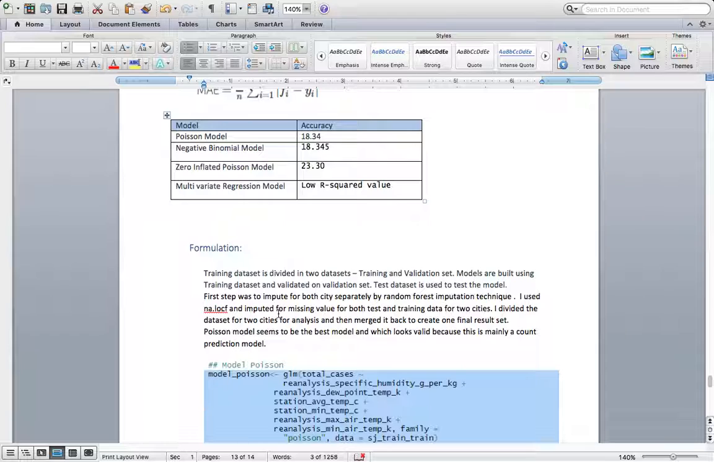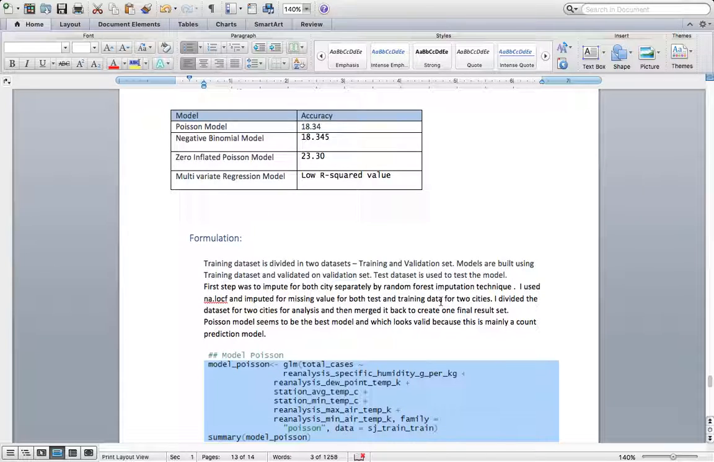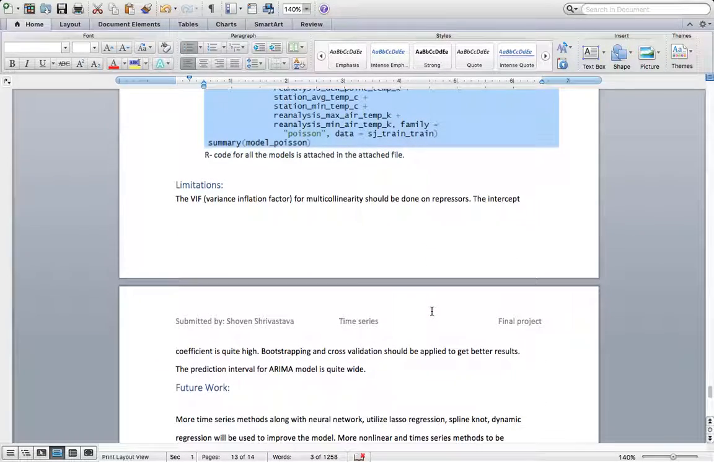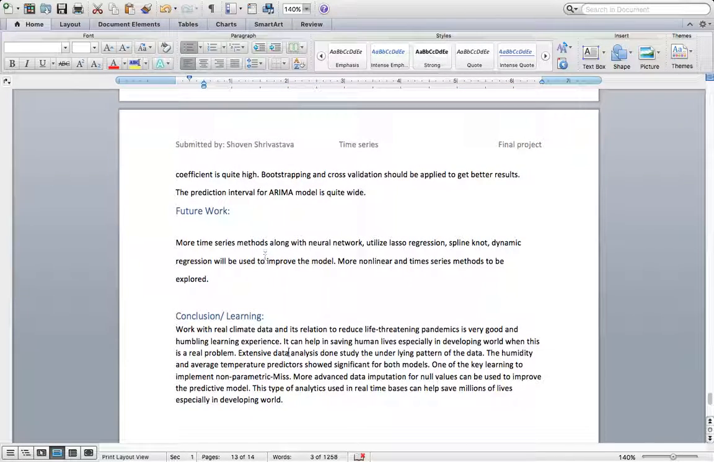This is the formulation. I divided the data set into training and test data sets, built the model and ran it against the test data set, and then I ran it against the final test data set which has been provided by drivendata.org. Some of the limitations are that I did not do much study into variance inflation factor, because I think some of the independent variables are highly correlated. So I can work on that in the future.